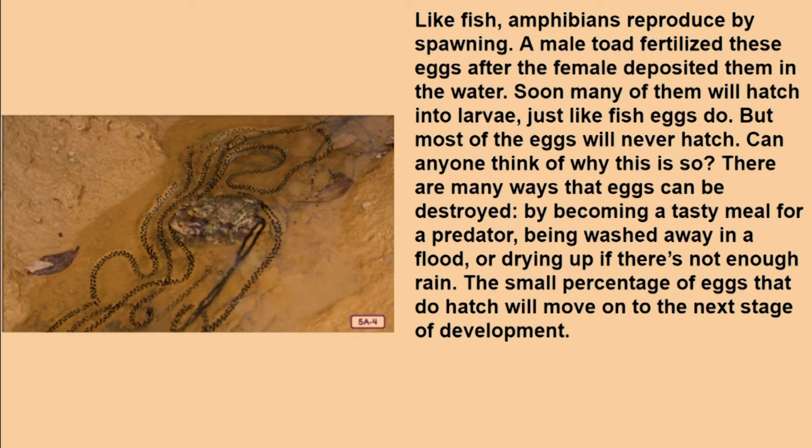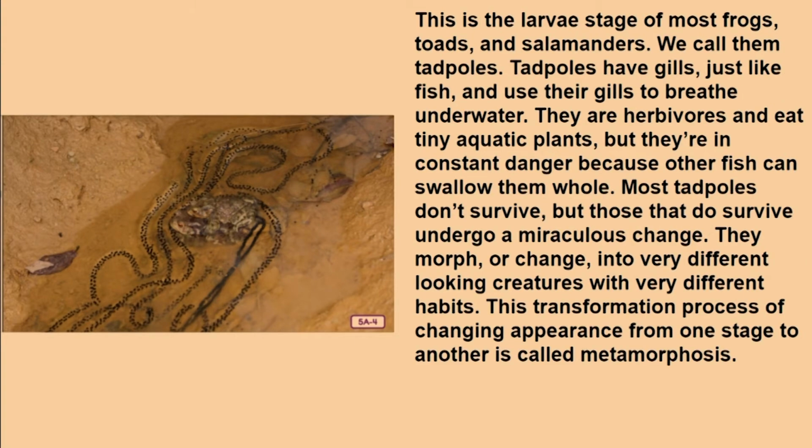There are many ways that eggs can be destroyed: by becoming a tasty meal for a predator, being washed away in a flood, or drying up if there's not enough rain. The small percentage of eggs that do hatch will move on to the next stage of development. This is the larva stage of most frogs, toads, and salamanders. We call them tadpoles. Tadpoles have gills just like fish and use their gills to breathe underwater.